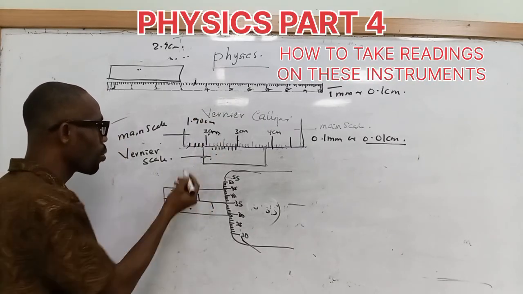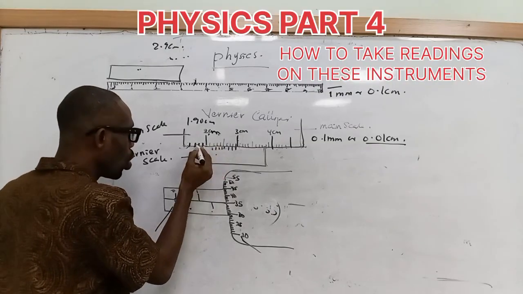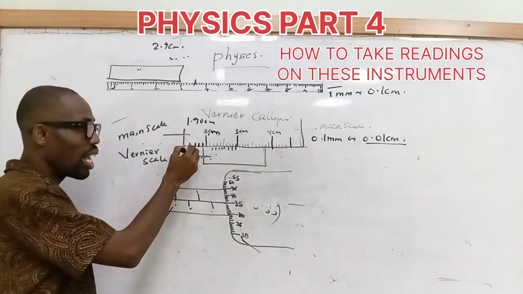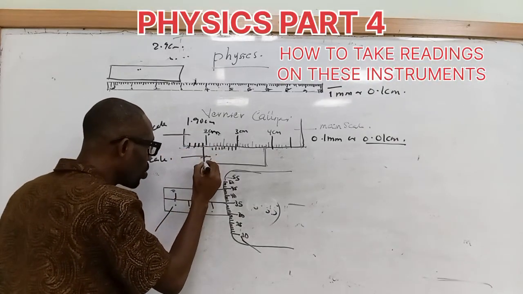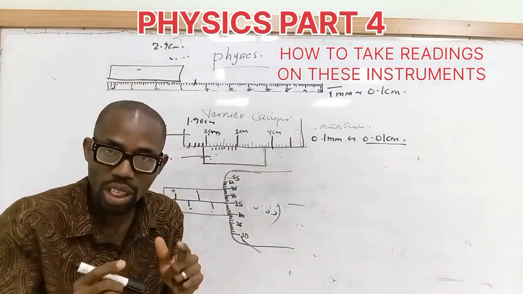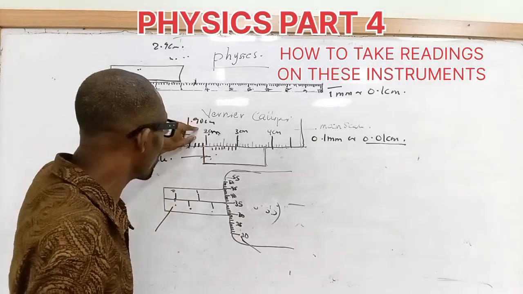1.90. Look at it now. Because this is 2, this must be 1.9 to give you 2. 1.80, 1.7, 1.6. Can you see it now? So you'll be looking at number 1, where this vernier scale touches on the main scale first, to give you the main scale reading.